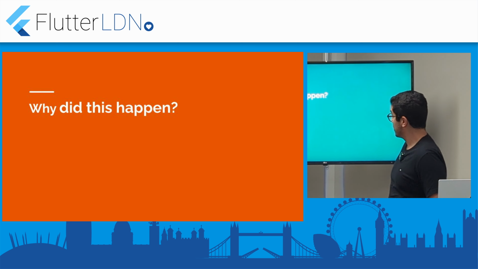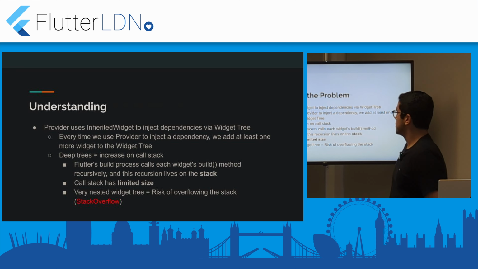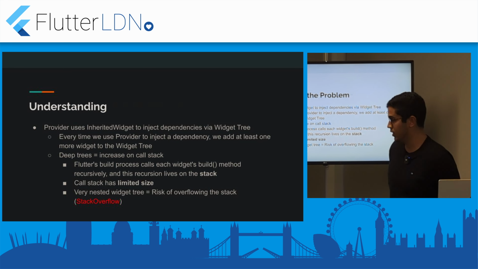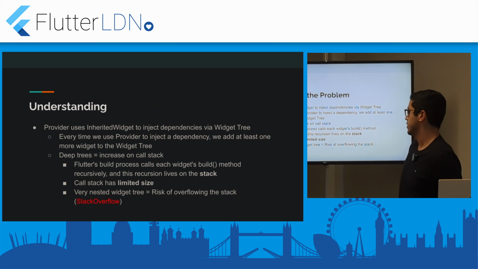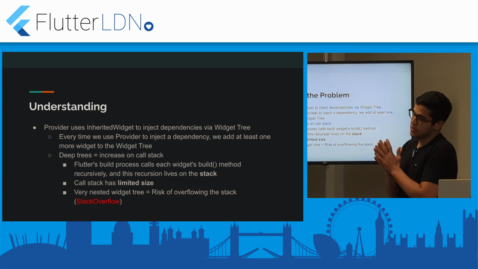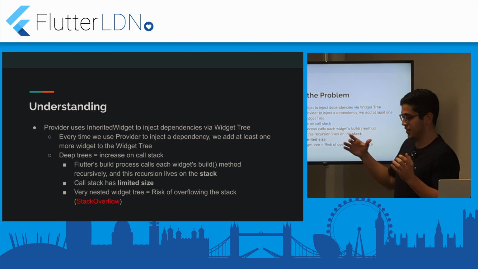So yeah, let's understand why this happened. First of all, let's try to understand the problem. As I said, provider uses InheritedWidget. So it injects the dependencies through the widget tree, wrapping InheritedWidget. It means that every time we use a provider to inject new dependencies, we are adding at least one more layer into our widget tree. So what can happen is, if you have a deep, very nested tree with many dependencies, many widgets, and so on, you're increasing your call stack, and you can see this Stack Overflow.